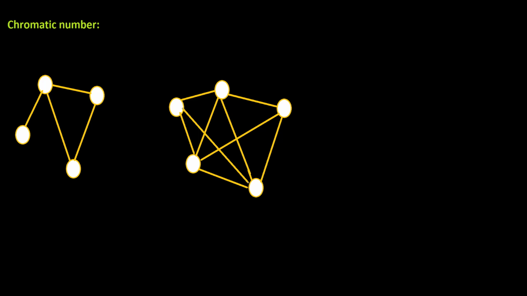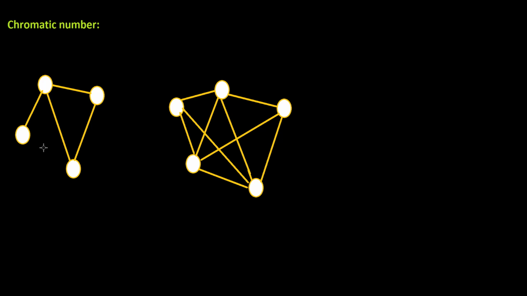Hi everyone, in this video I would like to talk about the chromatic number of a graph. The chromatic number has to do with graph coloring, and I'd like to do a few examples first and then we'll come back and talk about what the chromatic number is.